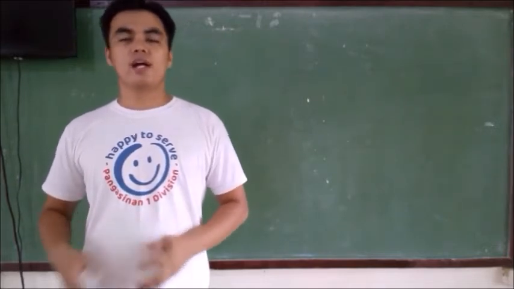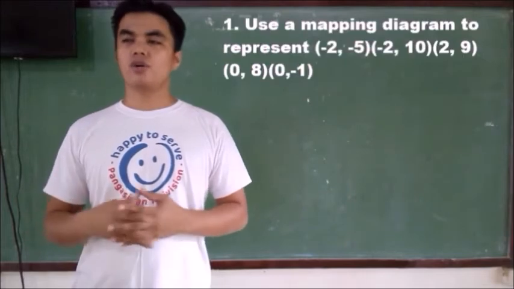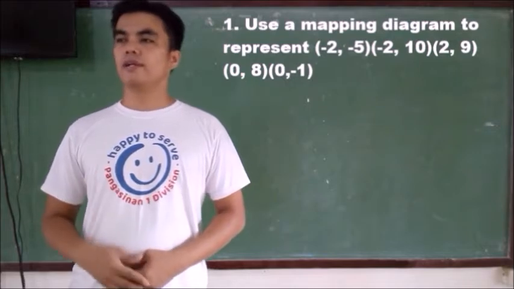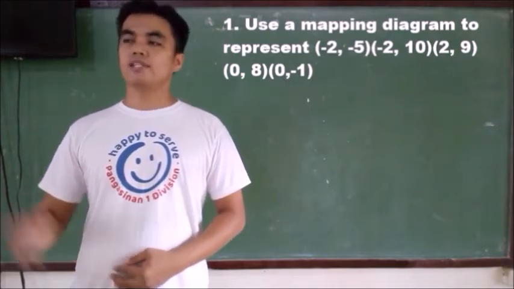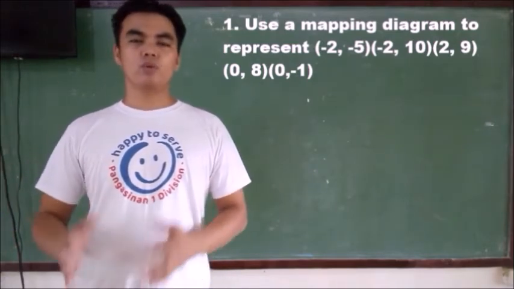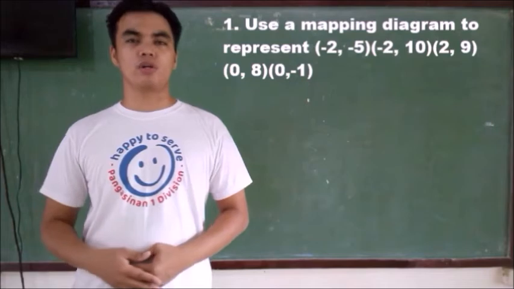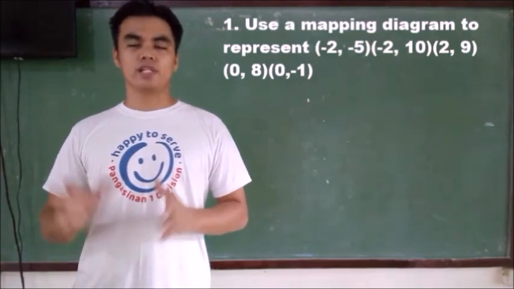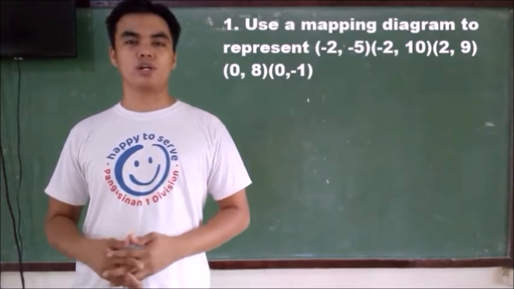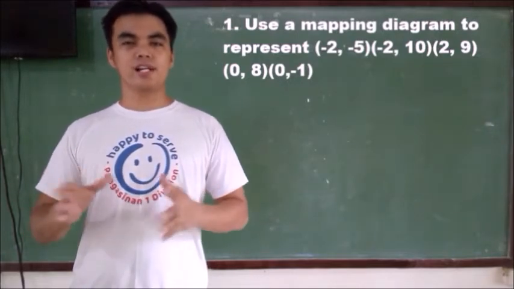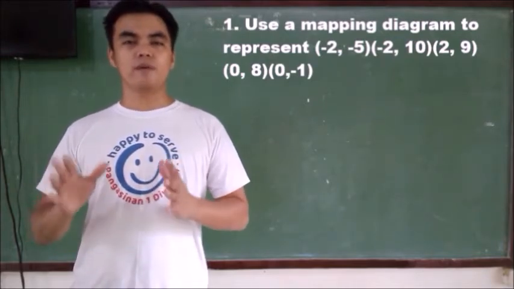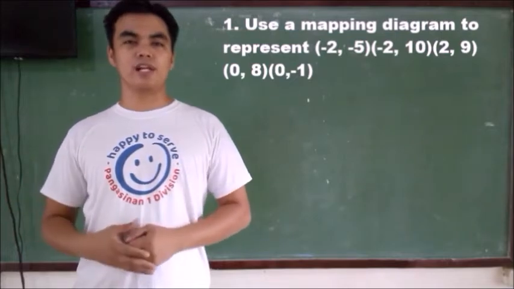Okay? So let us have an example. Alright, so example number 1, we have (-2, -5), (-2, 10), (2, 9), (0, 8), and (0, -1). Now as you can see, this is a relation. But we will determine if this is just a relation or it is a function. Just like what I mentioned a while ago, all functions are relations, but not all relations are functions. So let us see if this relation is just a relation or it is a function. We will use a mapping diagram to illustrate the given relation.